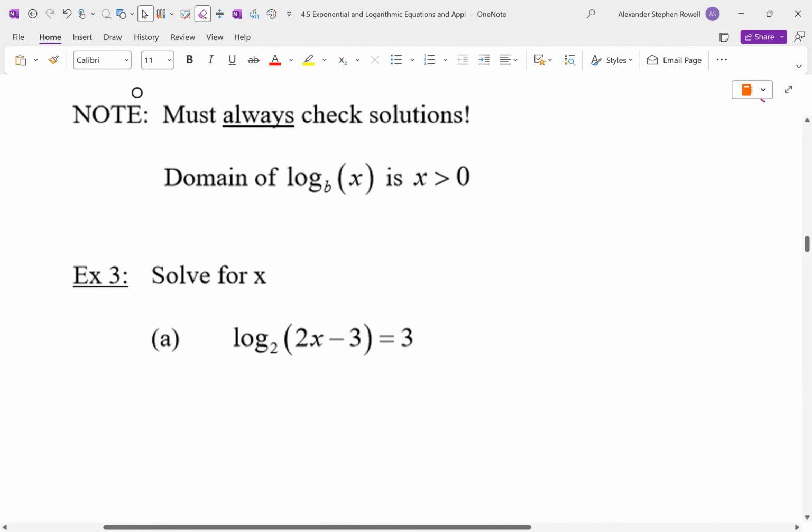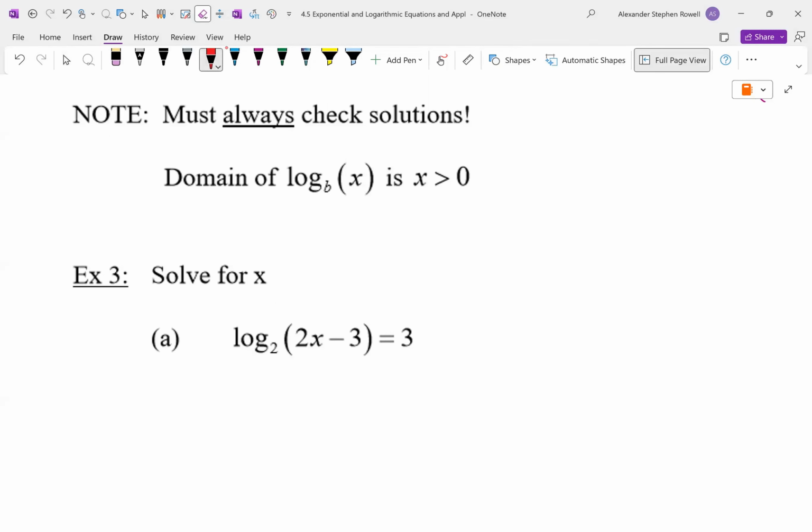Okay, the most important thing here is while for exponentials it was optional to check our solutions, for logarithmic equations it's not optional. You may create extraneous solutions, things that look like solutions that aren't. And it has to do with the domain. What's the domain of a logarithm? The inside of a log, we must check the inside of the log is positive. That means not 0, not negative.